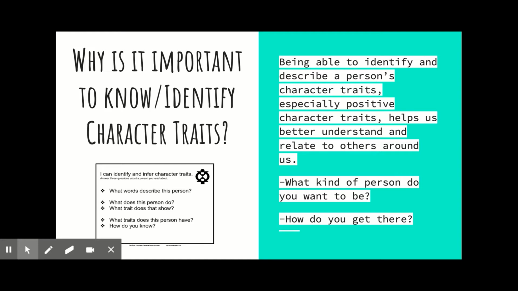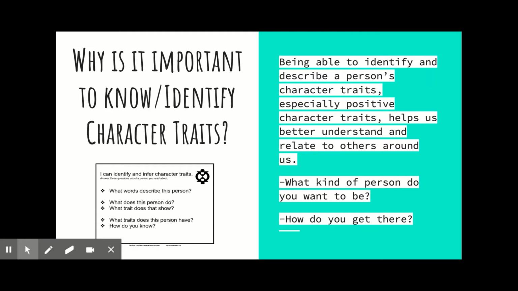So when you're reading stories and when you're watching other people, I want you to, again, ask yourself, do you want to be like this person? If not, what kind of person do you want to be? And then what actions, what thoughts and feelings are going to help you get there? How do you copy that character trait and make it your own?